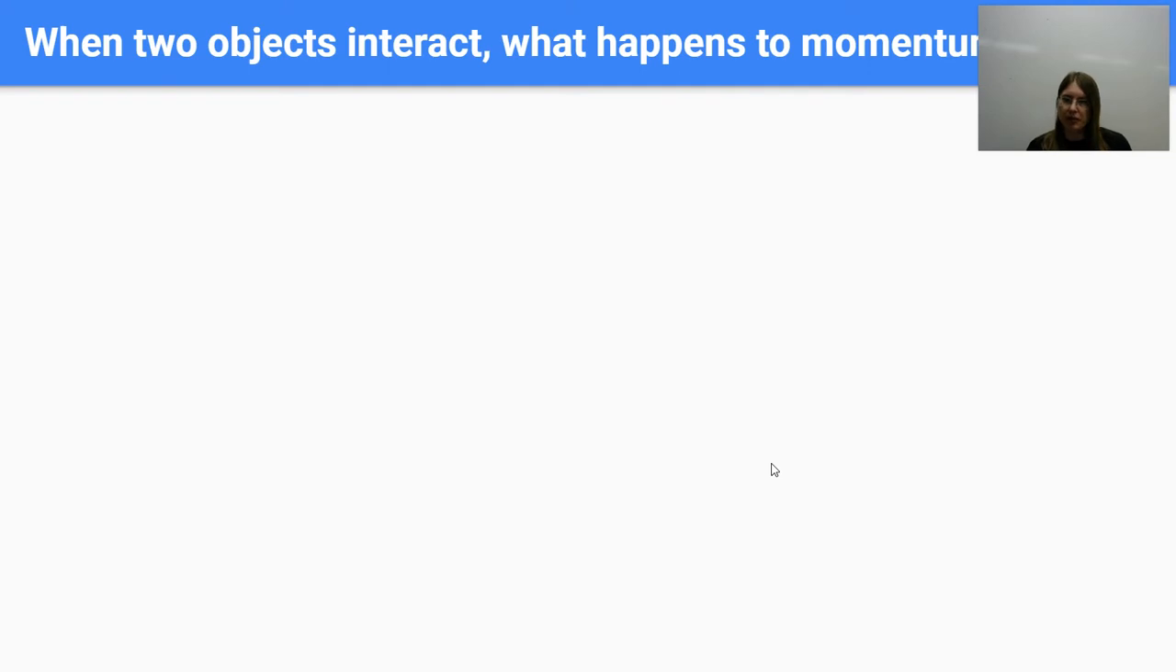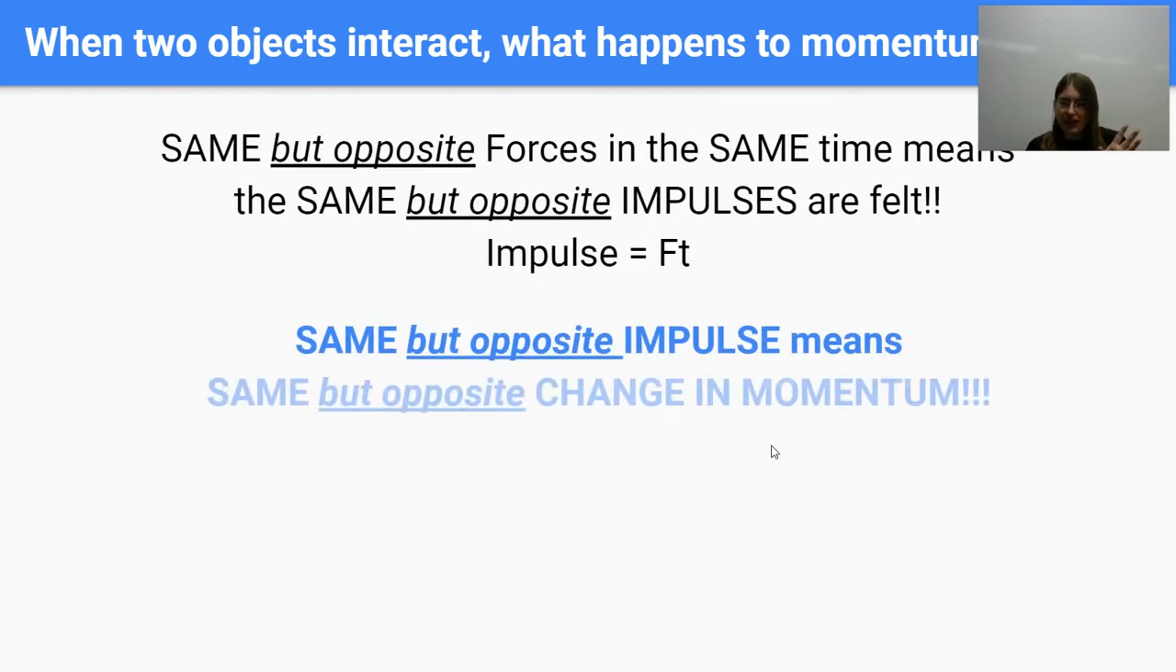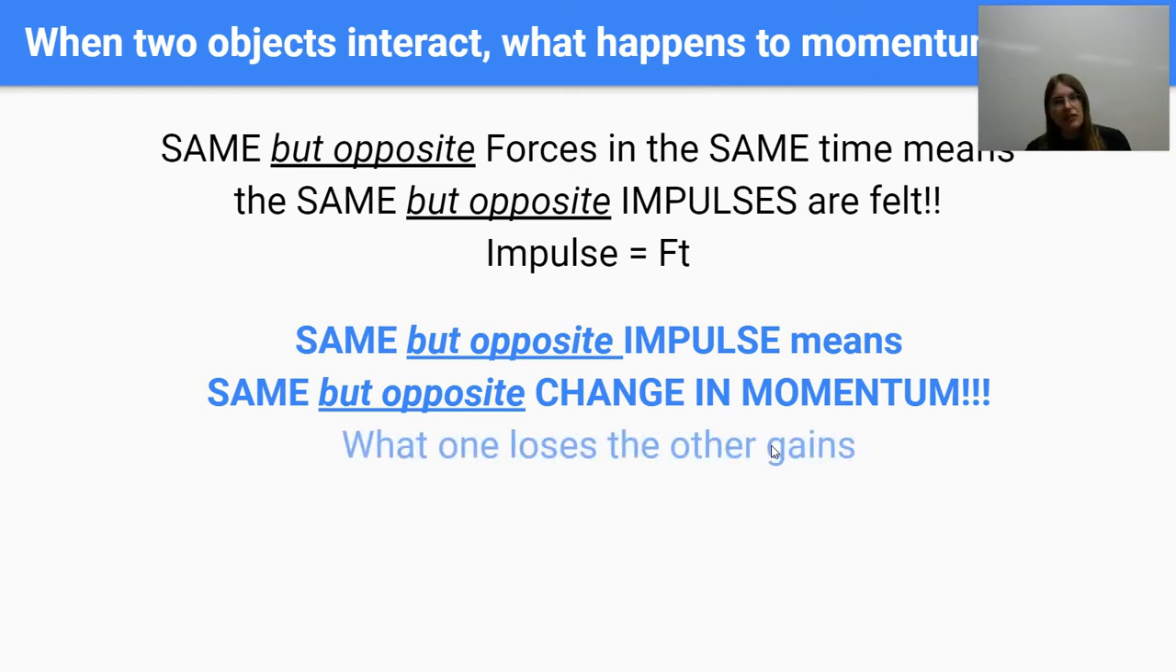What does that mean about momentum? That means that we have the same but opposite change in momentum. So if they're two interacting, they start with a momentum, they are going to feel a force, and they're going to end up with a change in that momentum. And it's going to be the same change for each, but opposite. So that means if one of them loses momentum, the other one is going to gain that momentum. They're doing the same thing.